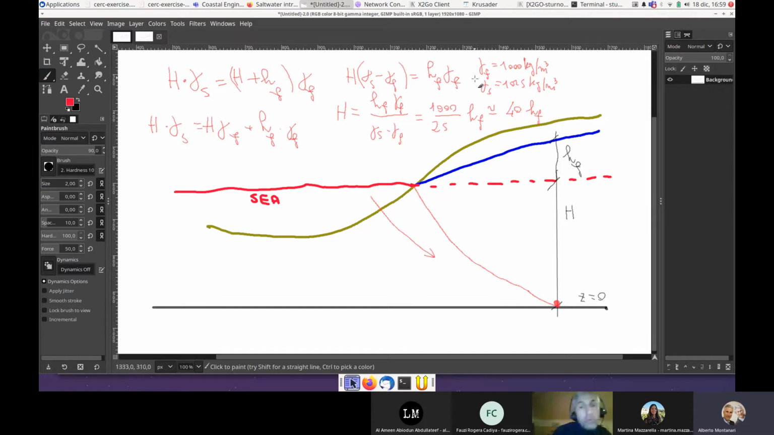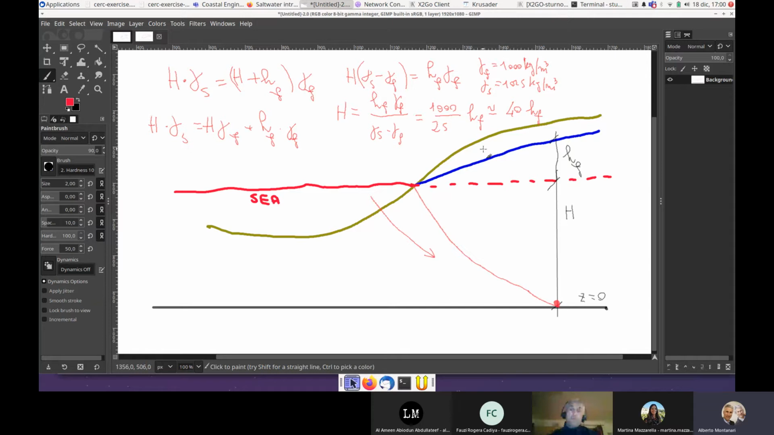Perfect. What we wanted to compute is precisely this relationship. If I know lowercase h f, and this is basically known because I can monitor in the wells the elevation of fresh water above mean sea level, then I can compute the value of uppercase H, which is my unknown, which is about 40 times lowercase h f.